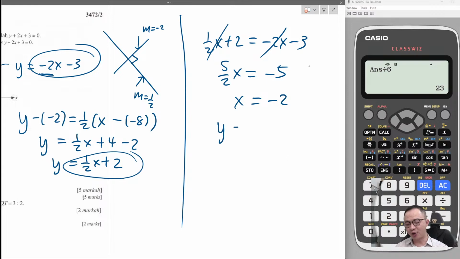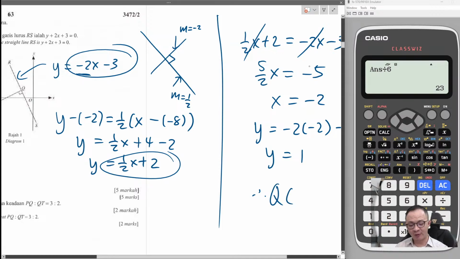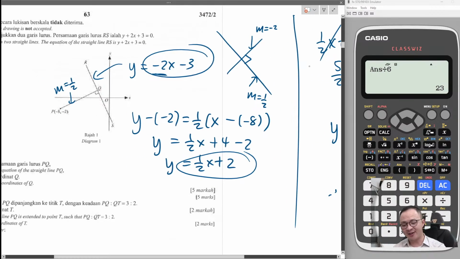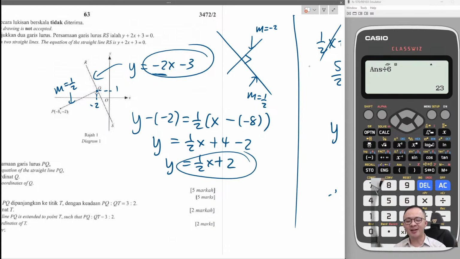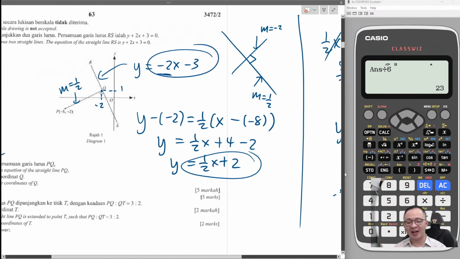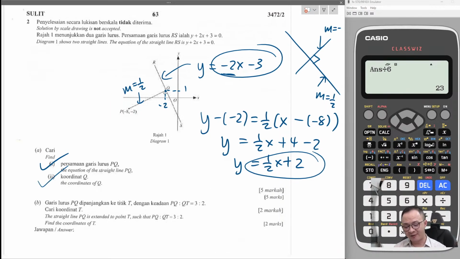Then I want to find the y coordinate. Negative 2, sub into any equation you want. So y is 1. So right now I got the coordinate I want, which is Q: negative 2 and 1. Sometimes after I get a coordinate, I won't be so happy first. I want to check, does it make sense for x to be negative 2? Yes. Does it make sense for y to be 1? If everything makes sense, then I'm very confident my coordinate is correct. So after you get the coordinate, if the diagram is given, always check back your diagram to see if the coordinate is in the right position or not. Done. 5 marks, not too bad.